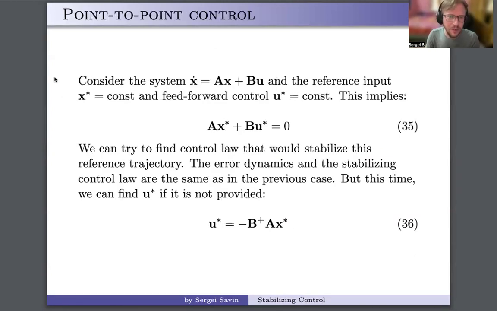Now, sometimes a trajectory would look like this, right? There's just A x star plus B u star without any derivative here. Basically, this means that this is not really a trajectory. This is just a point, which is not the origin, right? This is just a point somewhere else in the state space where we want to sit.